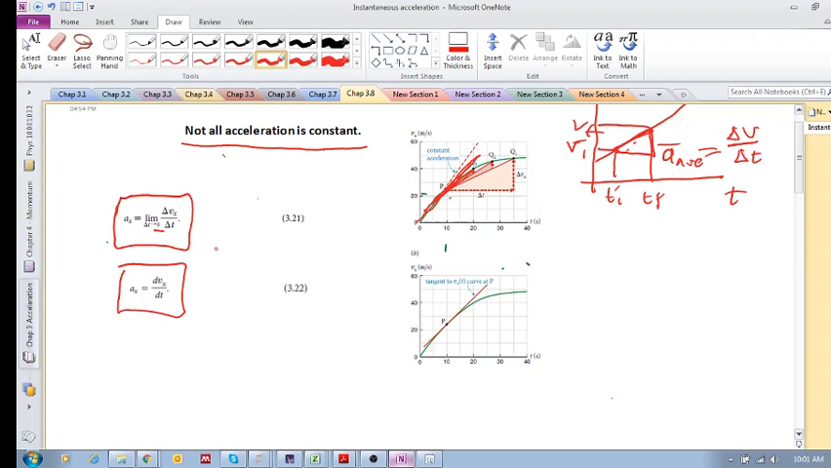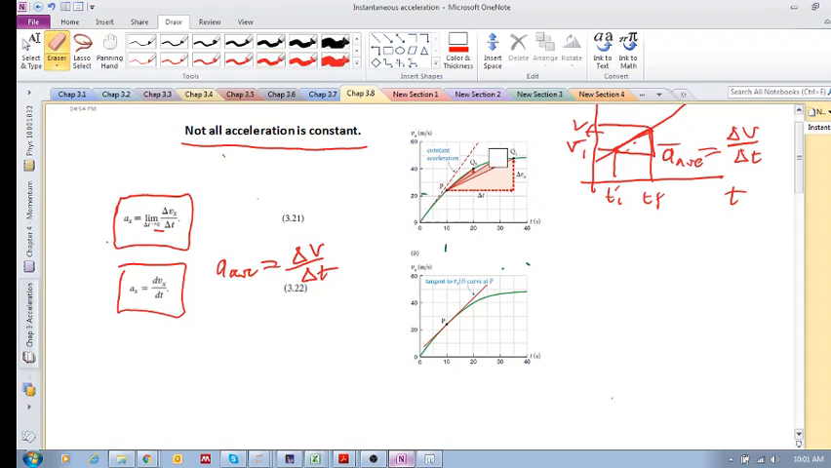So whereas before we had average acceleration, which was change in v over change in time, delta v over delta t, here we have instantaneous acceleration, which is the derivative of your velocity function. It is the derivative of your velocity time curve, which essentially means it is the tangent. It's the slope at that point, and it is instantaneous.